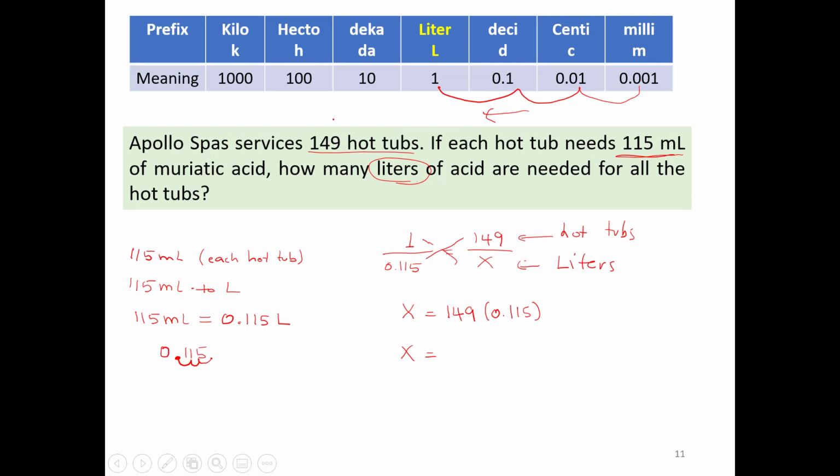And if we multiply these two numbers, we will get 17.135 liters. Then for 149 hot tubs, they need 17.135 liters, as this is the volume of muriatic acid they need.